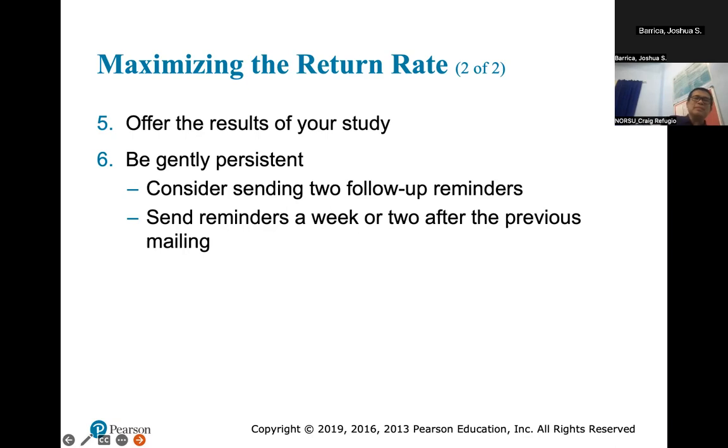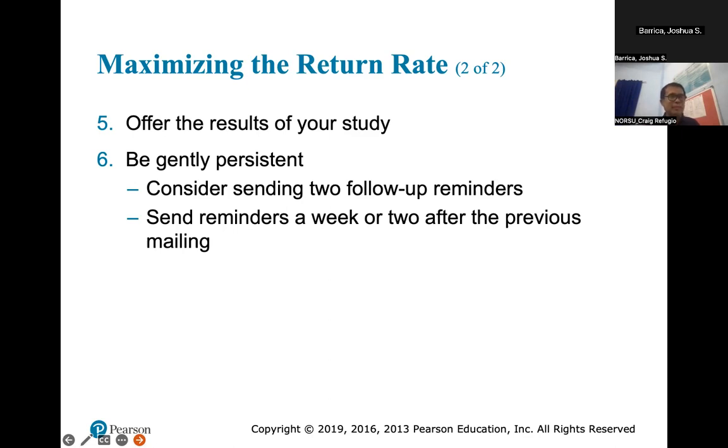Number six, be gently persistent. Consider sending two follow-up reminders, sending reminders a week or 2 weeks after the previous mailing. Not in the case that you have a reminder every hour, a reminder morning, afternoon, evening. No, that's not good. But then again, be sure to be backed up with the relevant literature. Why do you do a daily follow-up? Why do you do a weekly follow-up? So forth and so on. And then your answer is because I have read a literature that this is actually giving a maximum return rate. No? Doing this step, doing this process will maximize the return rate.